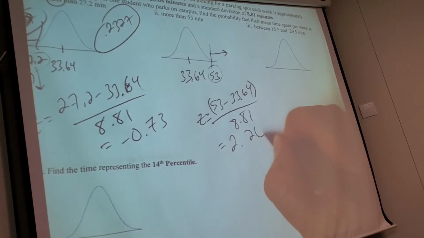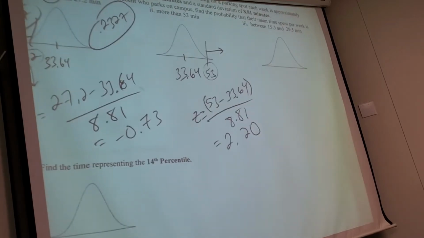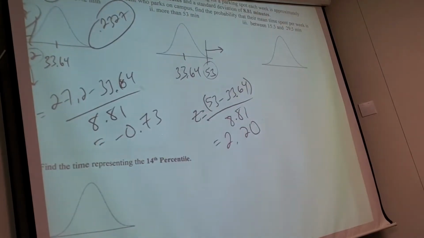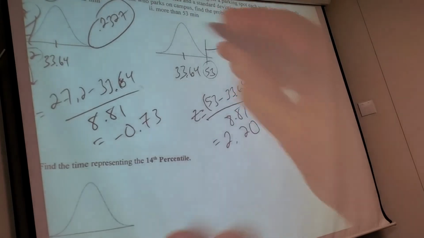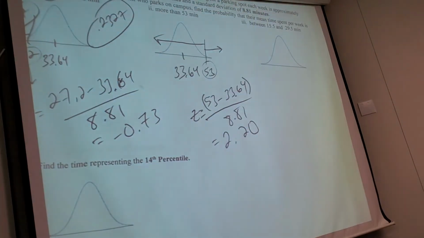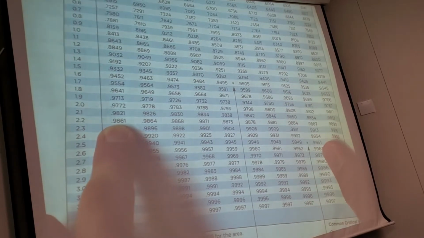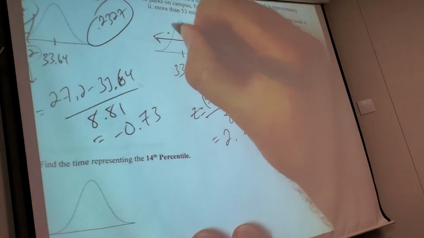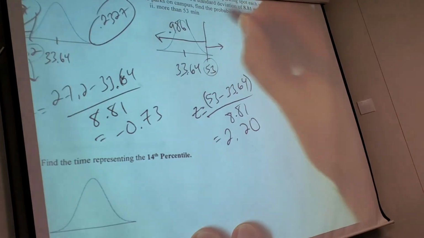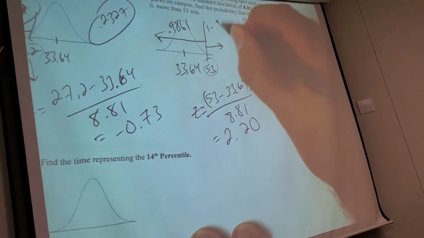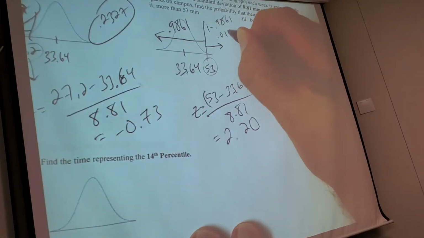2.2? Yeah. 0? Okay, that sounds familiar. If I look that up, is that going to be the answer? No. But I've got to look it up anyway to get to the answer. So 2.20, 0.9861. So what's the right answer then? I've got to do 1 minus that. I get 0.0139.